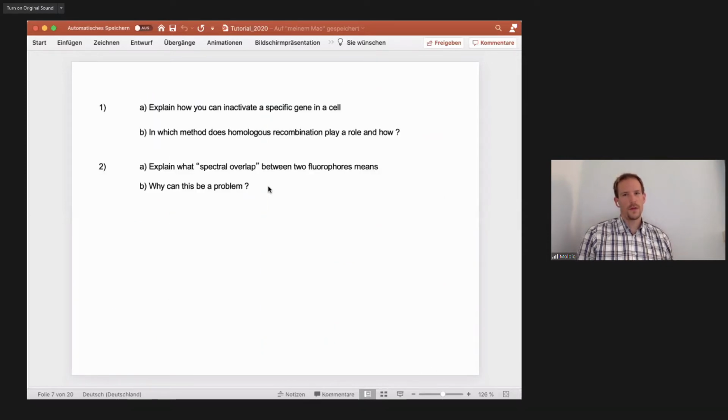So next thing, spectral overlap. Explain what it is and why this is a problem. Spectral overlap is the phase where it is still absorbing the energy and at the same time emitting the fluorescence, and it is a problem because it can cause confusion.